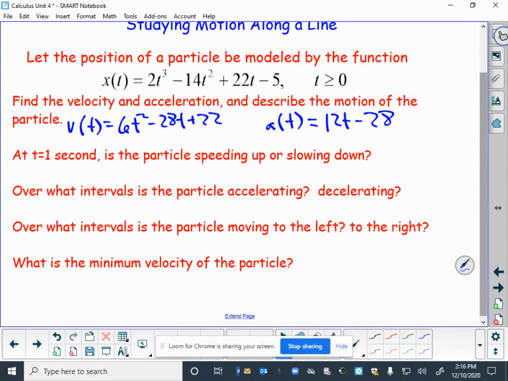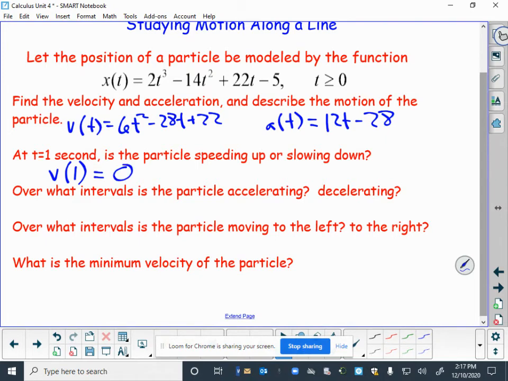At t equals 1 second, is the particle speeding up or is it slowing down? Well, the velocity at 1 second is 6 minus 28 plus 22, which is 0. Okay.